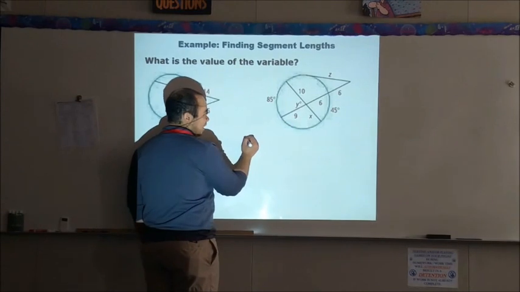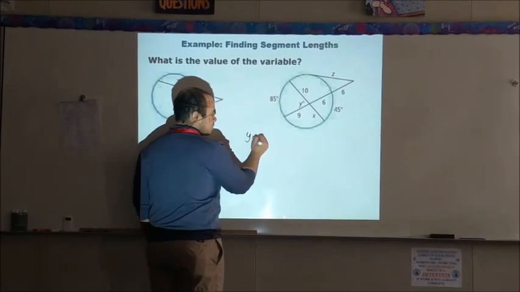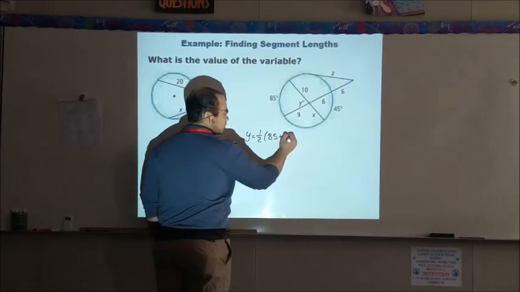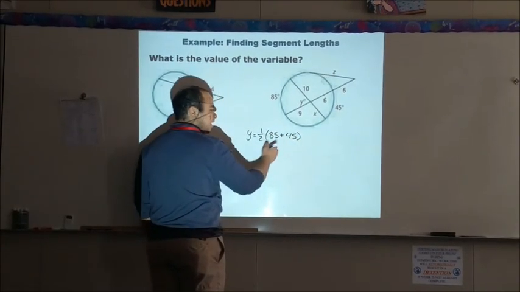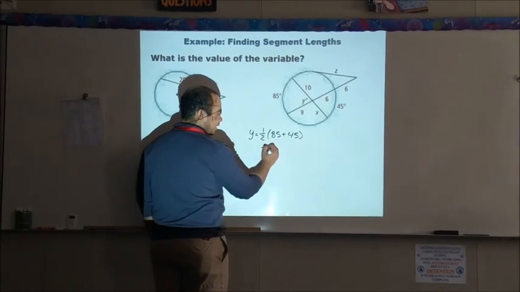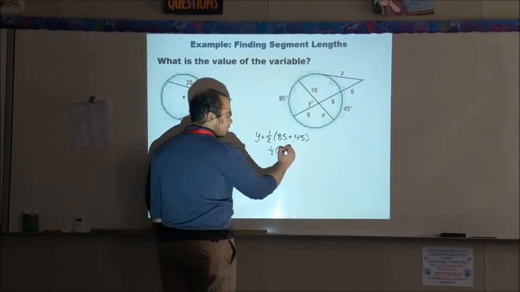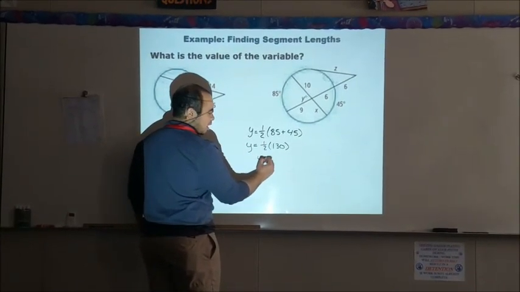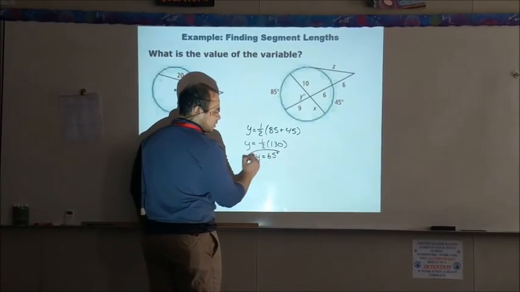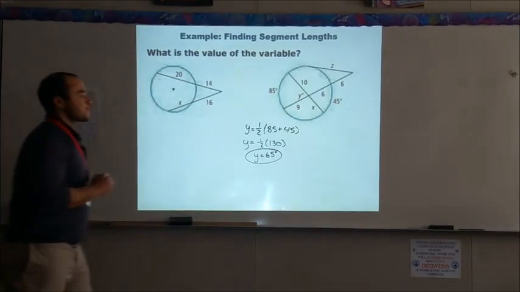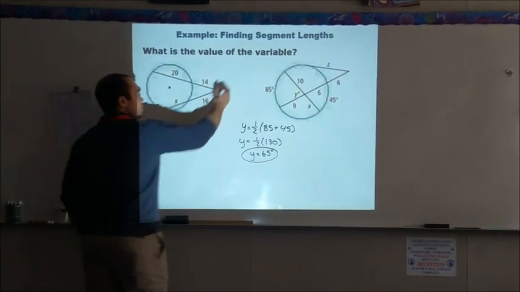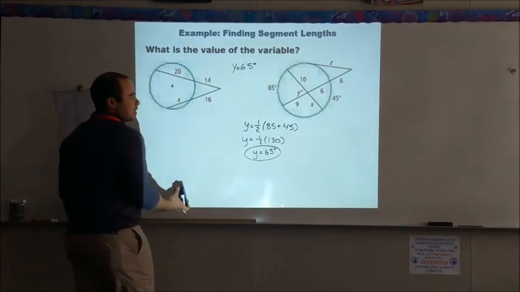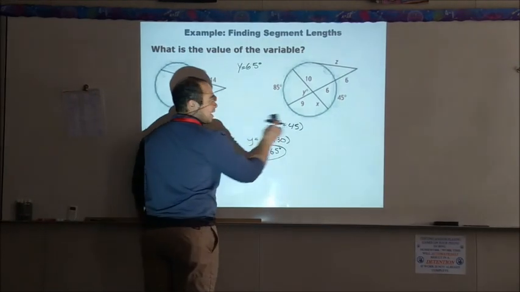To find y, we have to remember that y is that angle that's going to equal 1/2 the sum of the two arcs. So 85 and 45, well, that's 130. So half of 130 is going to give us the measure of y. So in this case, y equals 65 degrees. So we know y, so we can just tag it over. All right, so now that we know what y is, we have to then go about finding x and z.